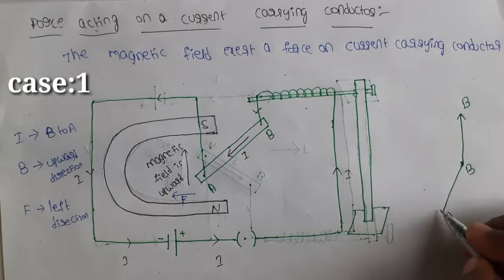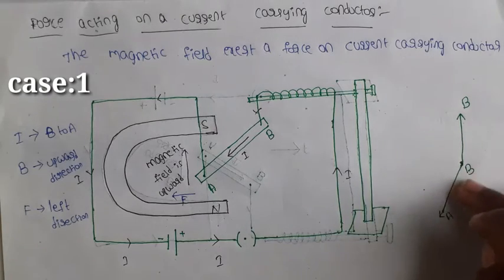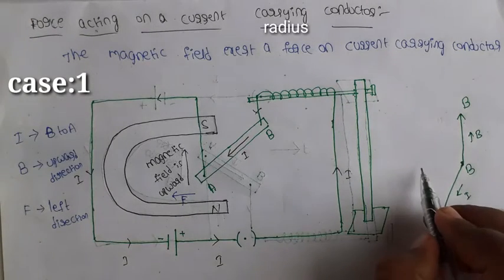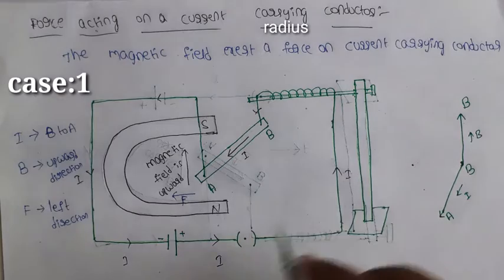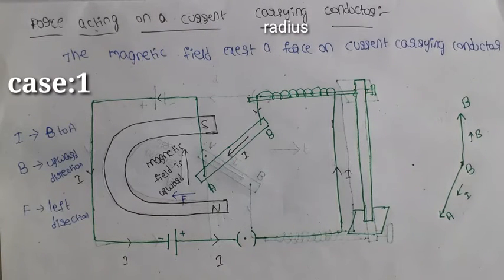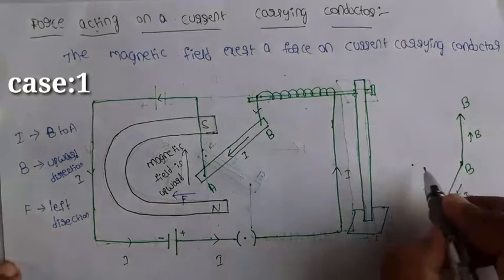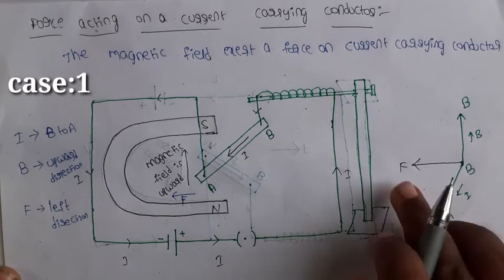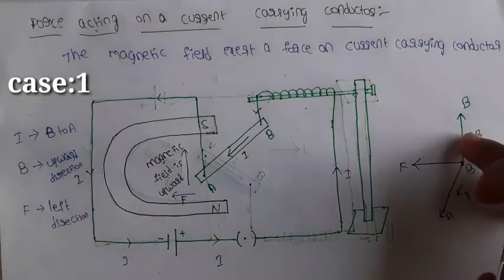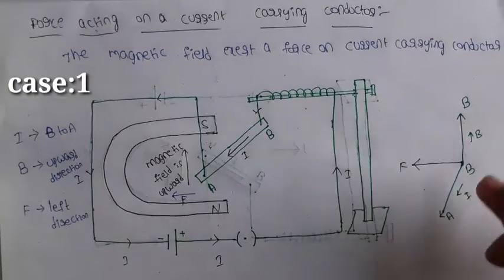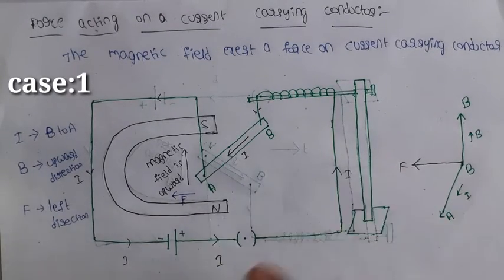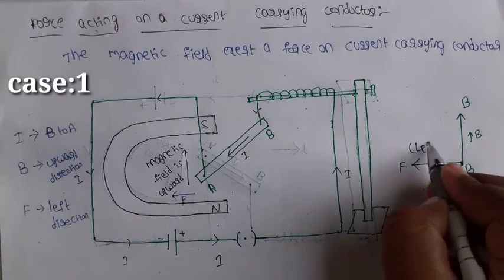This is the B point and this is the A point of the conductor. So current is flowing B to A. This is the direction of the current. This is the direction of the magnetic field. In this situation, the magnetic field exerts a force, and that force is acting towards the left side. This is the direction of the magnetic force. So, the magnetic field direction is upward, current is flowing B to A, and the magnetic force is acting towards the left side.